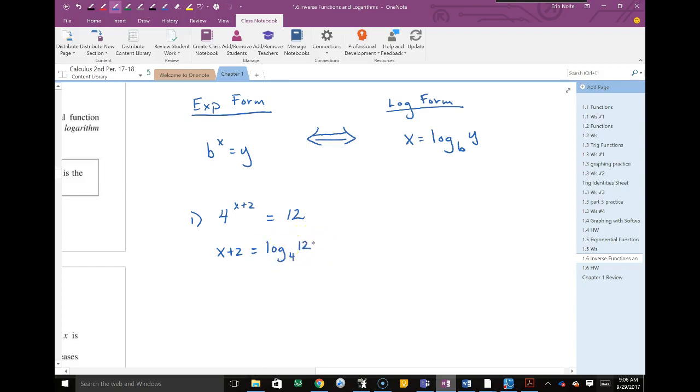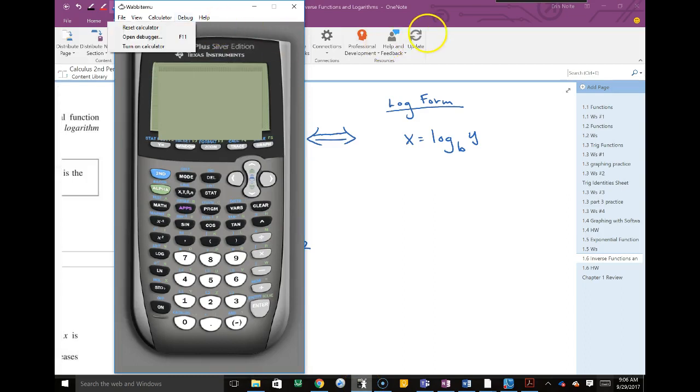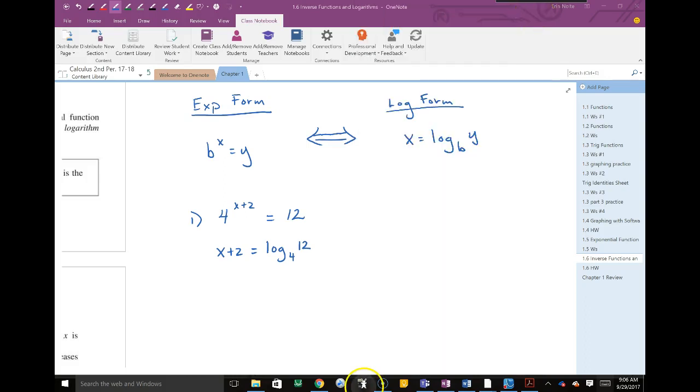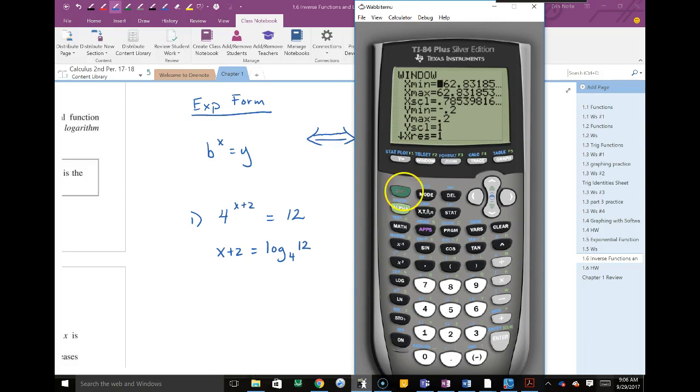Now, do you remember how to type this into the calculator? What's that? Oh, say that louder. Log 12 over log 4. Type that in. So there are actually two ways to type this in. Alexis is using the change of base. So she said the log of 12 over the log of 4. Do you see how that works?